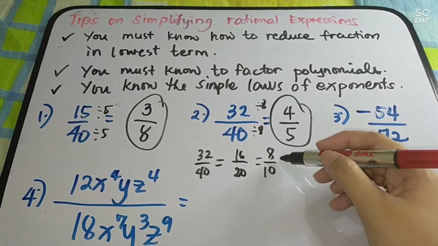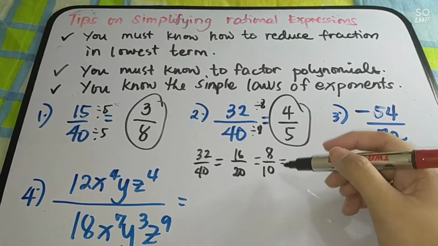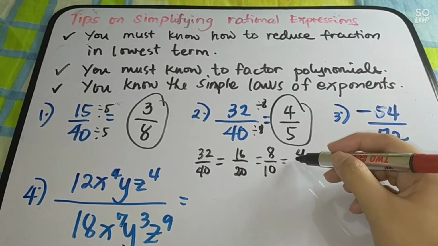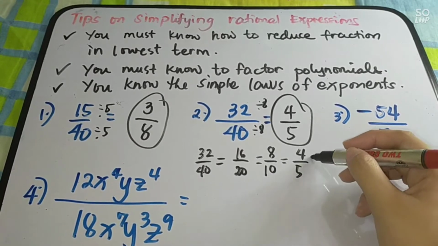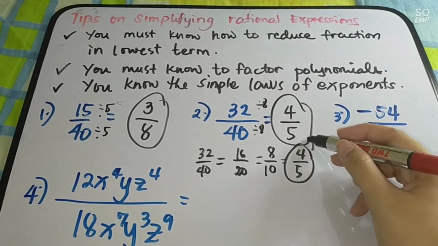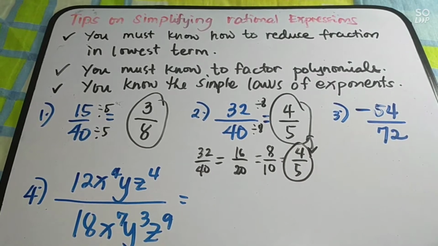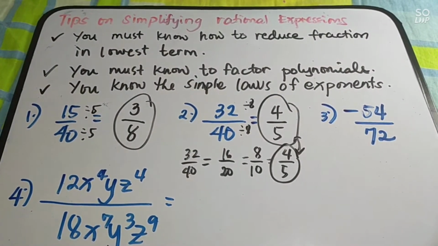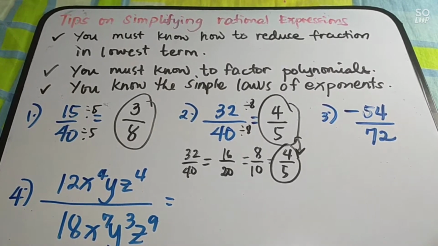Pwede pa ulit si 8 over 10. Divide mo ulit by 2. Divisible ulit po by 2? Yes, pwede pa. So, 8 divided by 2 is 4, then 10 divided by 2 is 5. So, we have 4 over 5. We have the same answer. So, wag kang titigil hanggat pwede pa siyang i-reduce to lowest term. Is it clear?